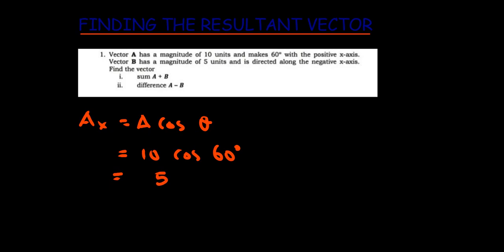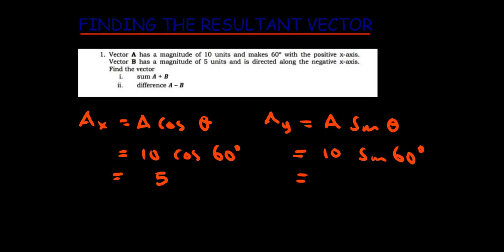So now let's find the other component, which is the y component. The y component is given by the formula A sine theta. Our A is 10 and our angle is 60 degrees. When you punch this in the calculator, you will get 8.66. So that is the y component.